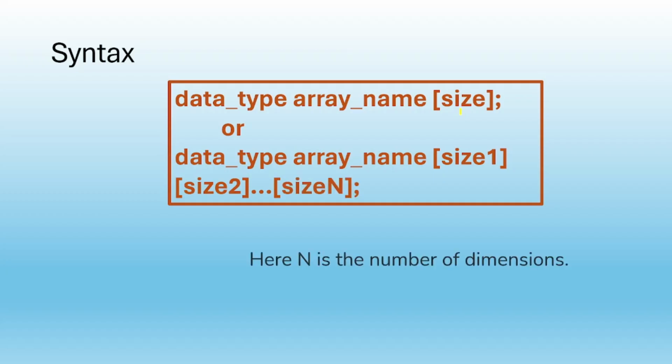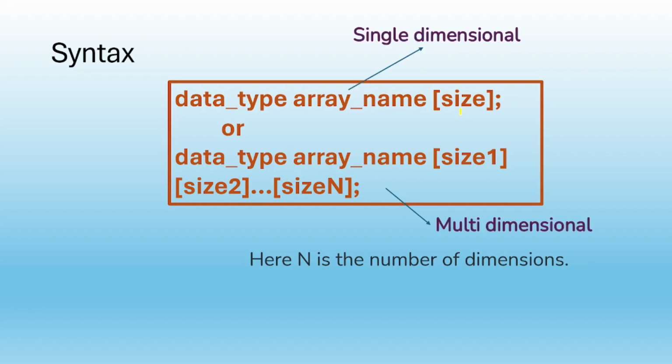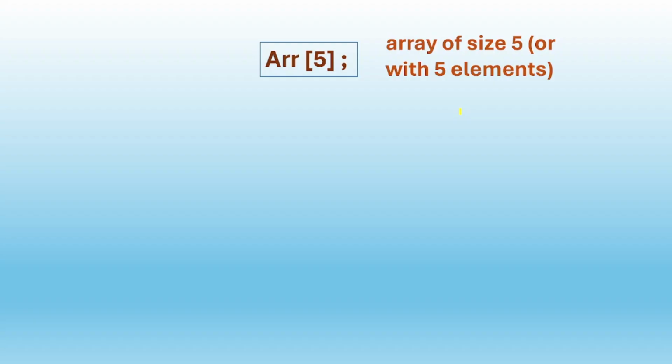What does it mean? Here n is the number of dimensions. If we want to create multi-dimensional arrays, in that case we use the second syntax. So the second syntax belongs to multi-dimensional arrays and the first syntax belongs to single dimensional arrays. Now see the example, arr of 5. What does it mean? Here it is an array of size 5, or with 5 elements.